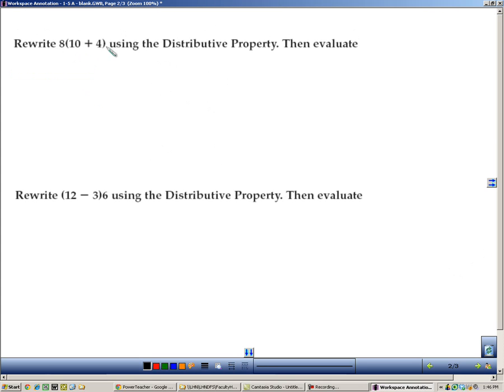Here's an example. I want to rewrite this using the distributive property. Now I know PEMDAS would make this easy. You just do 8 times 14 and you get an answer. Fine. I'm not interested in that so much. What I'm interested in is you using the distributive property. Taking the 8 and multiplying it by the 10. And then taking the 8 and multiplying it by the 4. So this ends up being 80 plus 32, which is 112.